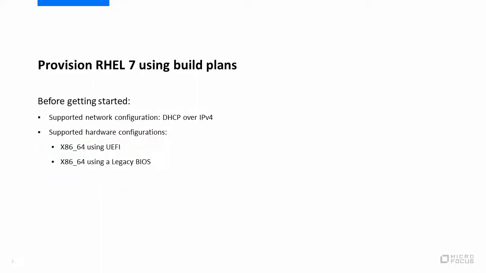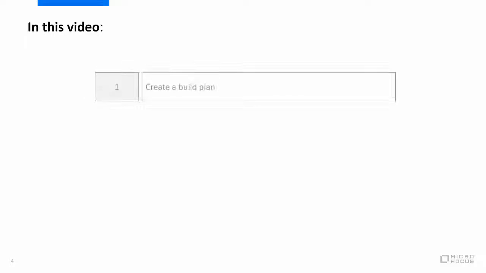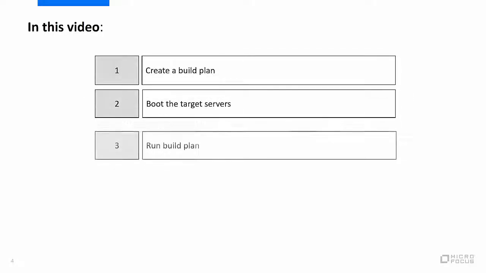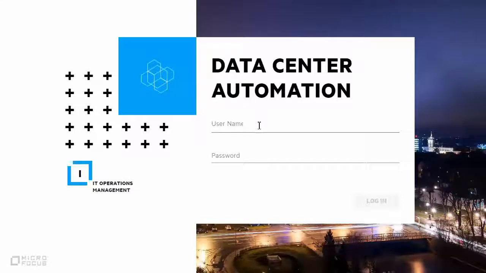Provisioning a Red Hat OS involves the following steps: create build plan, boot the target servers, and run the build plan. First, you have to log into the DCA console.